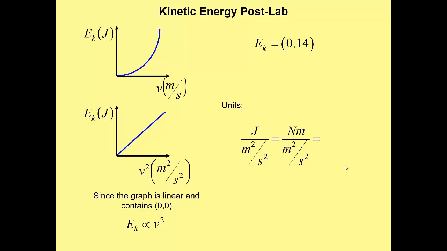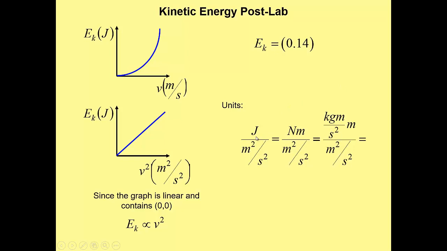Well, now things start looking a little more like we can reduce things. But remember that the Newton is itself a derived unit. A Newton comes from F equals ma, Newton's second law. 1 Newton is the force required to make a 1 kilogram object accelerate at 1 meter per second squared. So, a Newton is a kilogram meter per second squared.